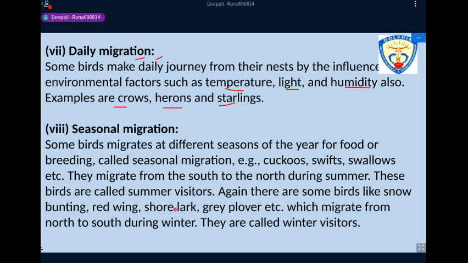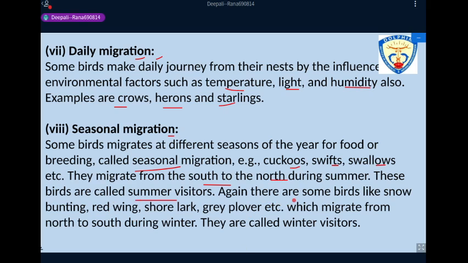Then the eighth type is seasonal migration, which is set in birds in terms of season. Some birds migrate at different seasons of the year in search of food or for breeding, and that is called seasonal migration. The examples are cuckoos, swifts, swallows, etc. These birds generally migrate from south to north during summer, and these birds are called summer visitors.